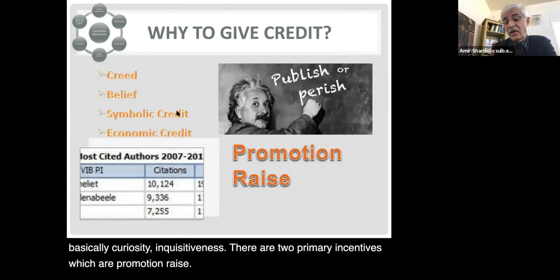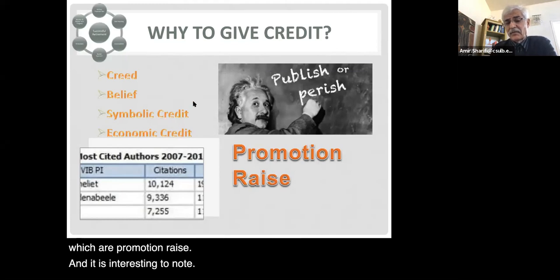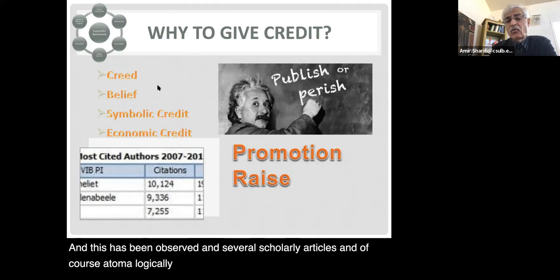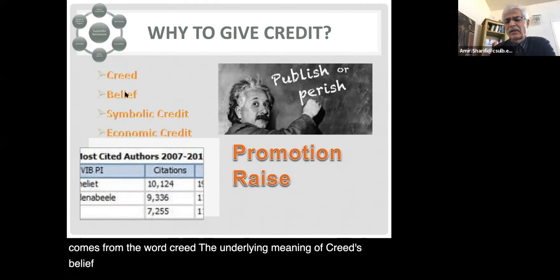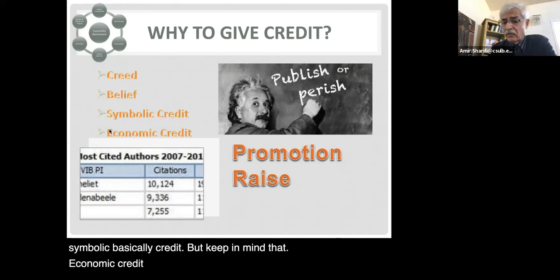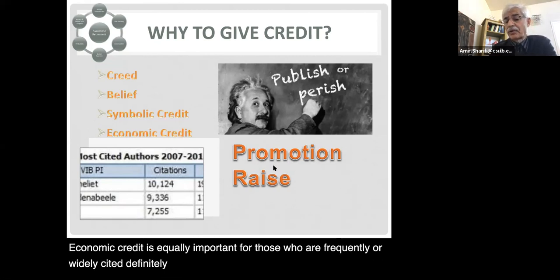And it is interesting to note, and this has been observed in several scholarly articles, and of course, etymologically, you know that the word giving credit, why to give credit, comes from the word creed. And the underlying meaning of creed is belief. So there is an ethical element to this practice. It is symbolic credit. But keep in mind that economic credit is equally important for those who are frequently or widely cited. Definitely that means promotion and eventually a raise.